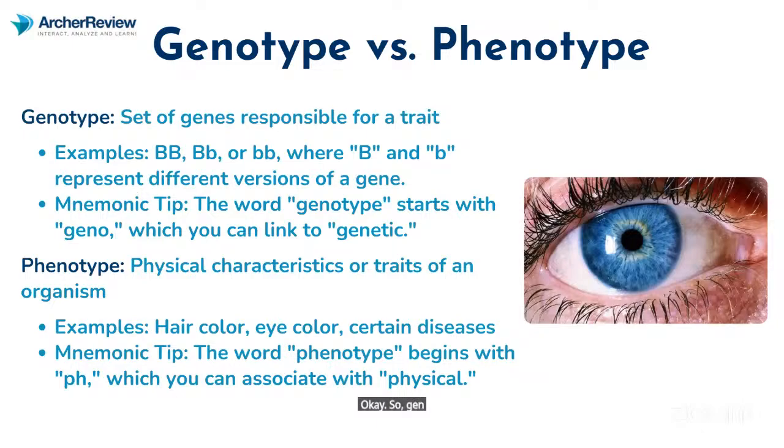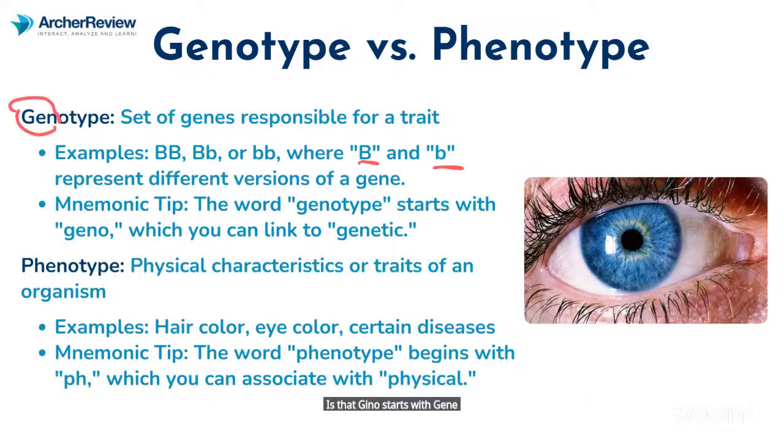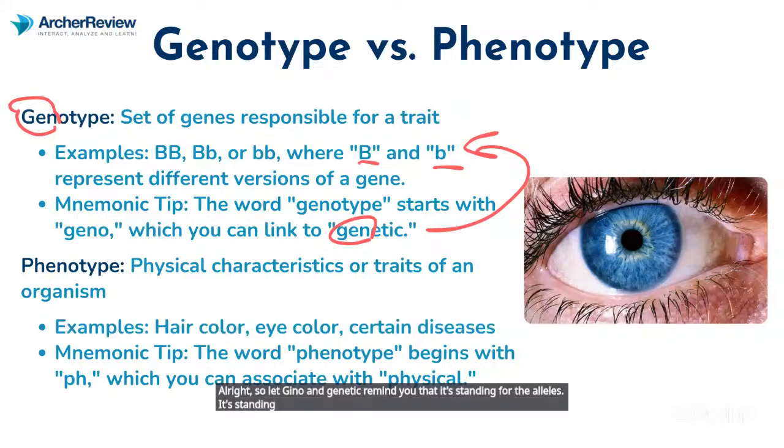So genotype. Genotype will be the set of genes or alleles responsible for the trait. So this is where we have big B, big B, big B, little b, or little b, little b. We use letters to represent a genotype. And this is where a capital letter and a lowercase letter, such as big B and little b here, are going to represent different versions of the gene or the alleles for the gene. Now, a great way to remember genotype versus phenotype, because we're going to talk about phenotype in a minute, is that geno starts with gene and is representing the genetic combination that we're studying. All right, so let geno and genetic remind you that it's standing for the alleles. It's standing for the underlying genes.